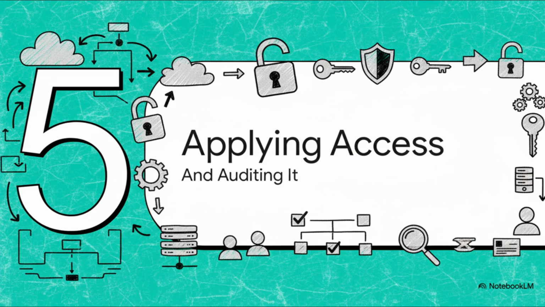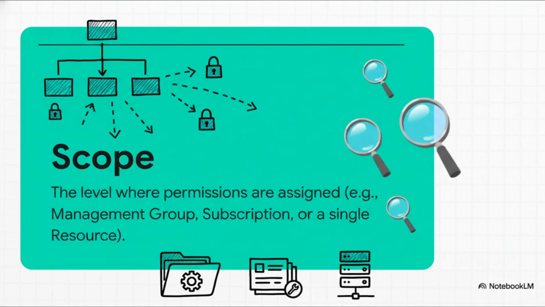Okay, deep breath. We've got our hierarchy with management groups. We've got our rules with RBAC. Now let's put it all together and see how we actually apply, and maybe more importantly, track all of these permissions. Permissions in Azure are always assigned at a specific scope. And all scope really means is, where are you applying the permission? At what level of that hierarchy we saw earlier?